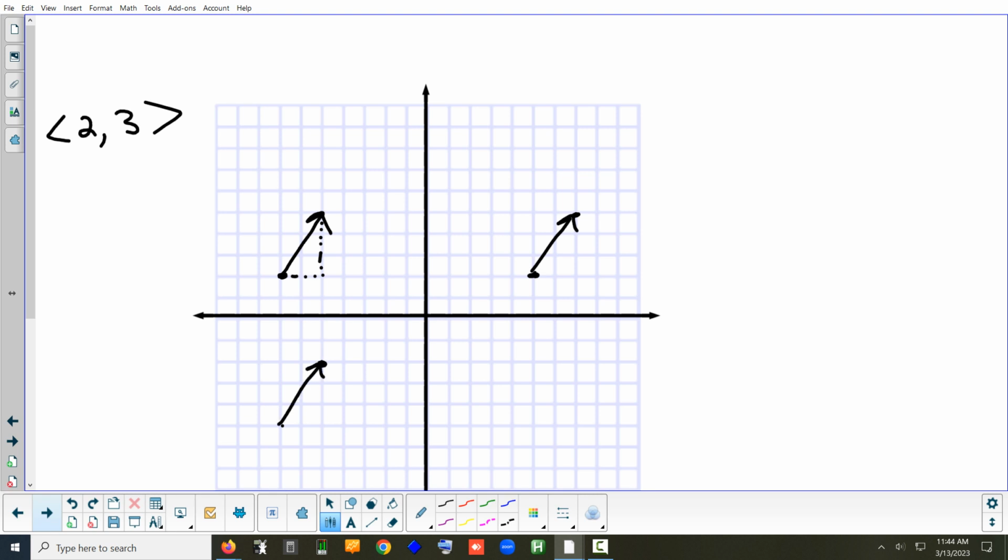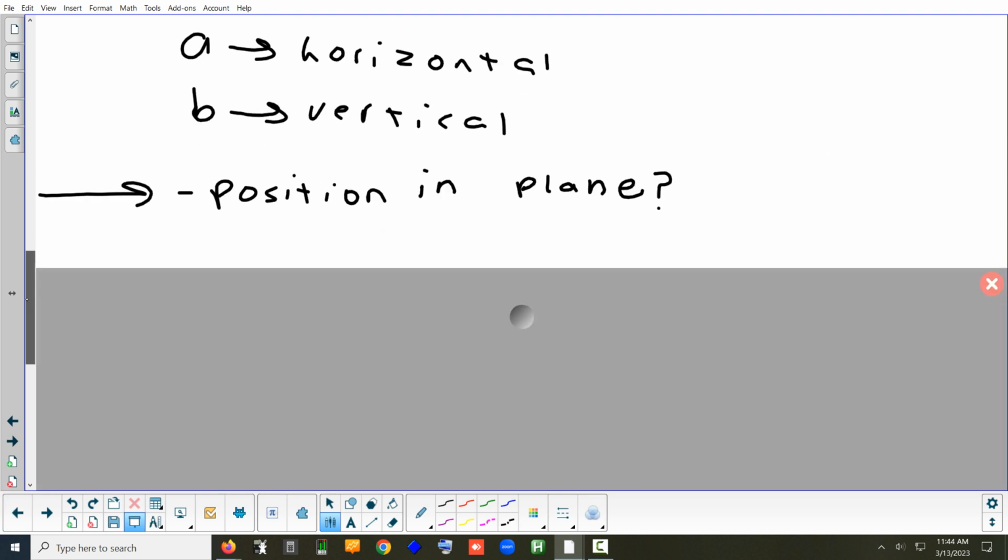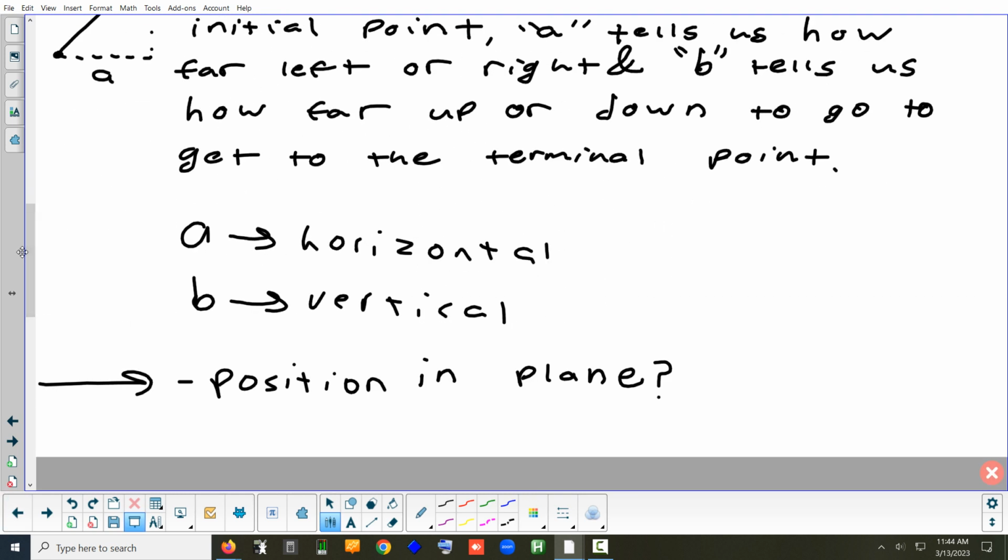This is the vector 2, 3. Those are all the vector 2, 3. This notation doesn't tell you where to position it. And with vectors, a lot of times it's not about the position of where the arrow is. It's about how long the arrow is and what direction it's pointing, not where you put it.